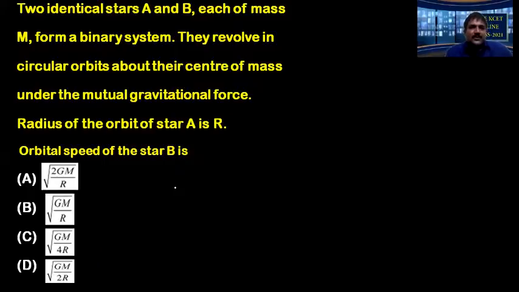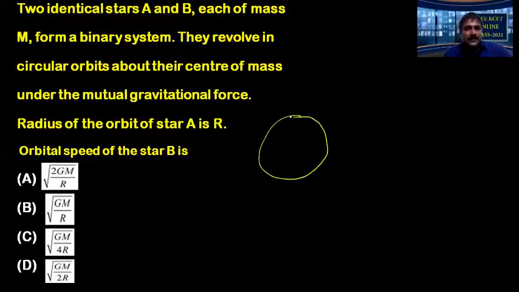Next question is, two identical stars A and B, each of mass m, form a binary star. They revolve in circular orbits about their center of mass under the mutual gravitational force. Radius of the orbit of A is r. Orbital speed of B is? So how to go for this question?